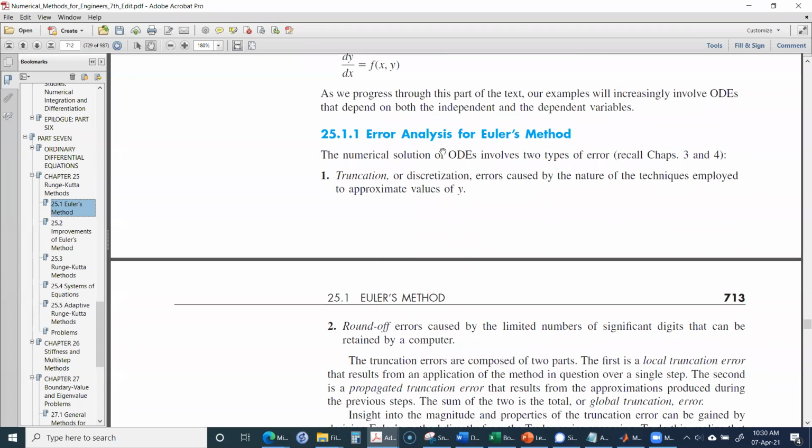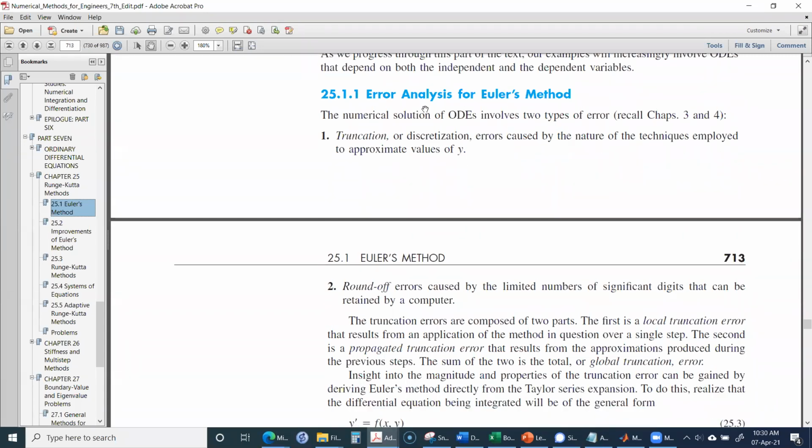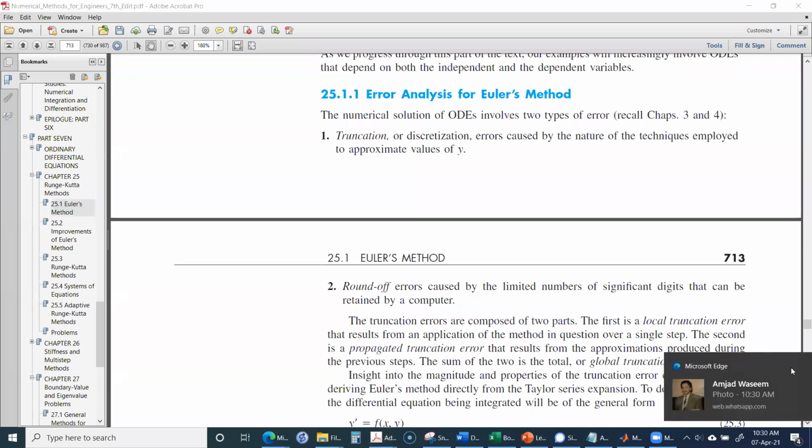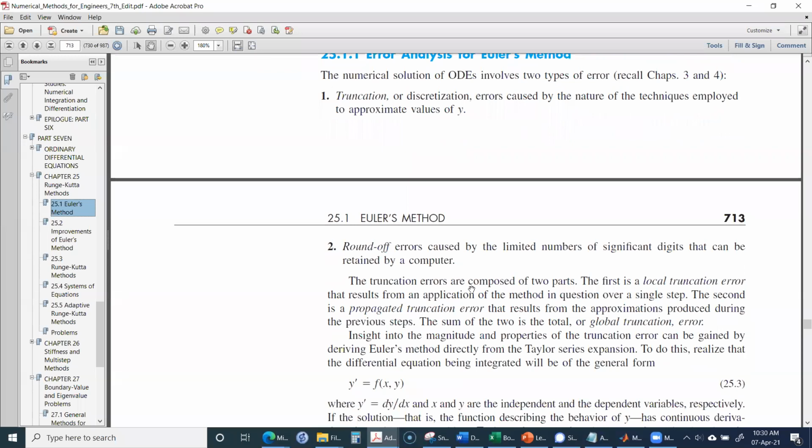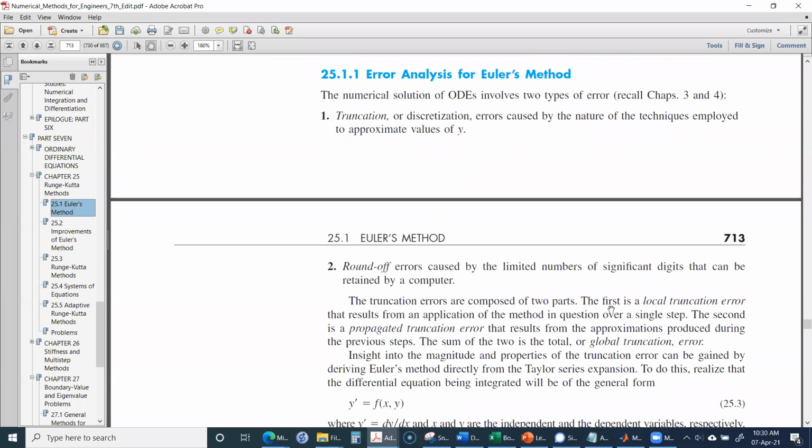For Euler's method, the error comes from two sources. One of them is the truncation error. The other is the round off error. Okay. The truncation errors are composed of two parts. The first part is the local truncation error, and the second part is the global truncation error.